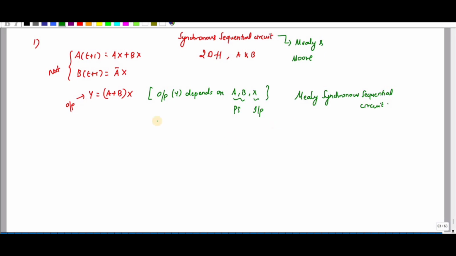So the question is: they have asked to draw the logic diagram of the circuit, second, derive the state table, and last, derive the state diagram.